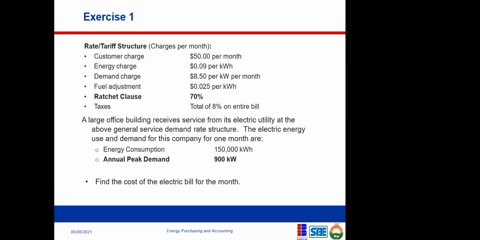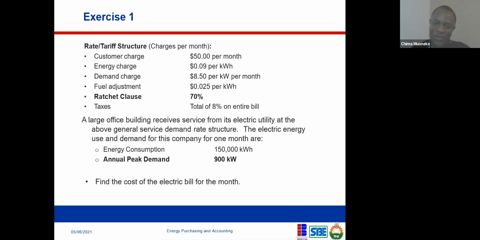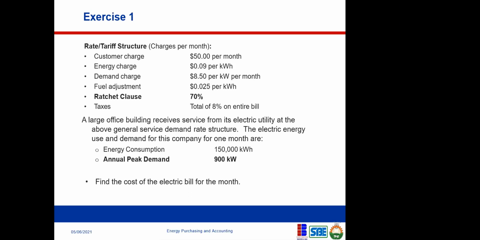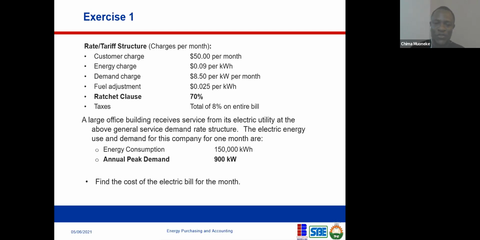No, you should not ignore the energy consumption. You're calculating the bill for the customer for the month, and the bill for the month comprises the demand for the month, the energy consumption for the month, the fuel adjustment, and then the tax. But for the demand for this month, you're not going to use this 900, because this 900 is the peak demand for one year, not for the month.